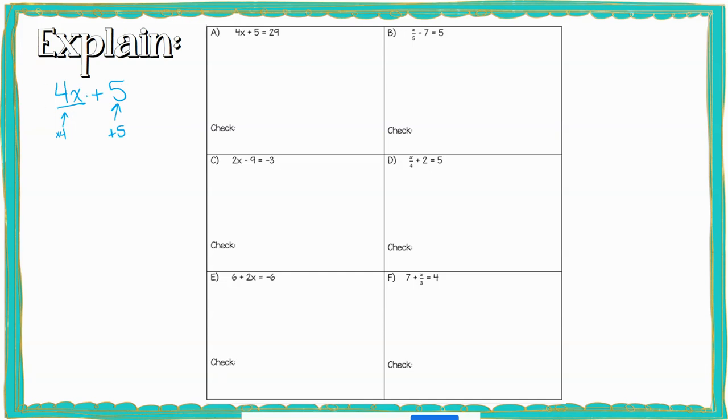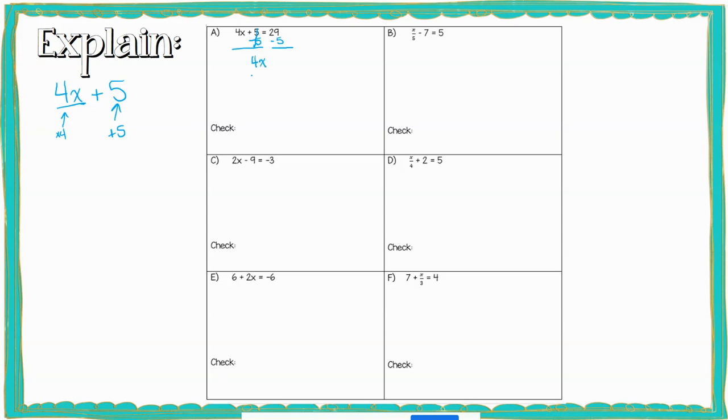The best way to remember it is you get rid of the number that is not stuck to the variable. So since that 4 is stuck to the variable, you would need to get rid of the 5 instead. So I'm going to get rid of adding 5 by using the inverse of adding 5. Well, the inverse of addition is subtraction. So I am going to subtract 5 from both sides of this equation. 5 minus 5 cancels to leave me with 0. And if I do 4x plus 0, that's just 4x.